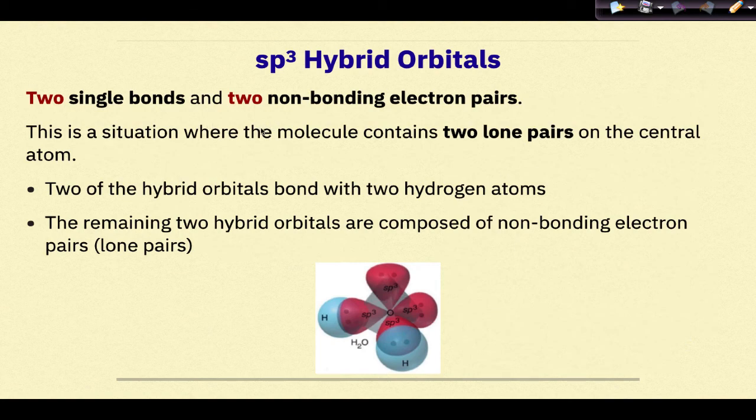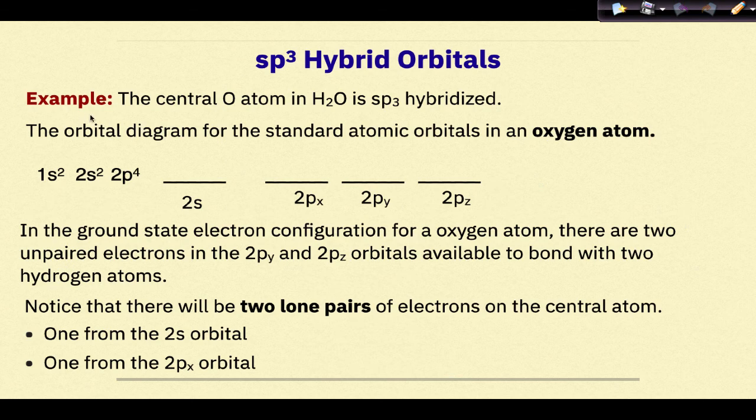Let's look at our next example, a molecule with 2 single bonds and 2 non-bonding electron pairs. This is a situation where the molecule contains 2 lone pairs on the central atom. 2 of the hybrid orbitals bond with 2 hydrogen atoms. The remaining 2 hybrid orbitals are composed of non-bonding electron pairs, in other words, lone pairs. For example, the central oxygen atom in water is sp3 hybridized.